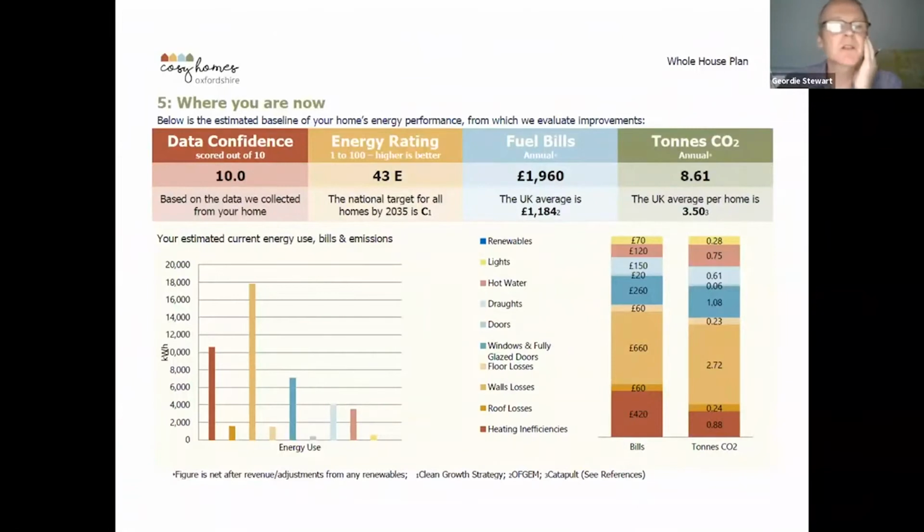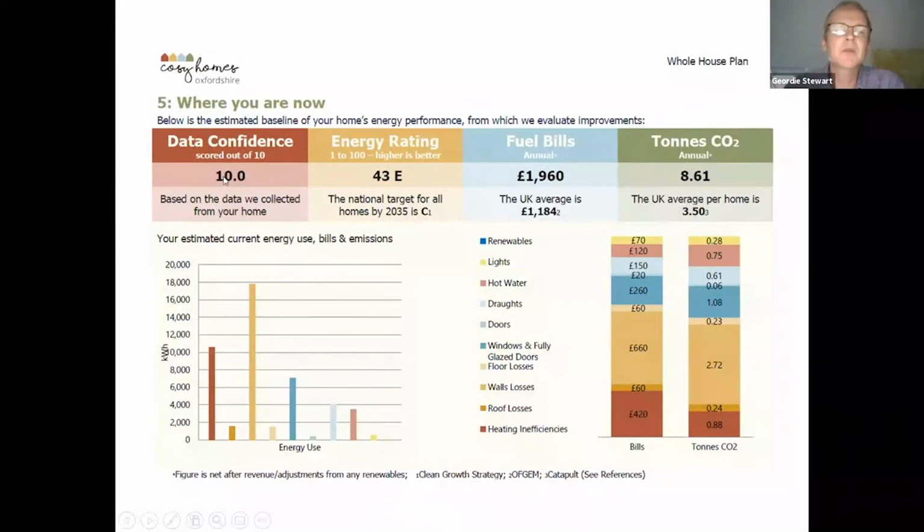So this is just a few excerpts from a typical whole house plan. We've got the data competence. If we've been to the property, that would be a competence of 10 because we know we've collected all that information. If we've not been to the property, that would be a lower competence. But we always aim, if possible, to go to the property.